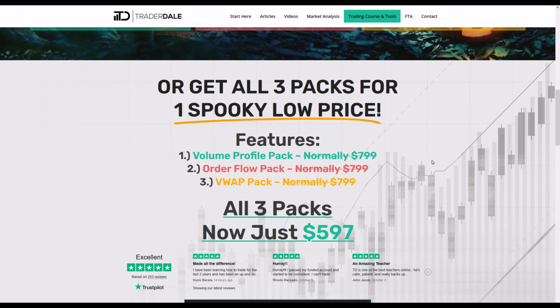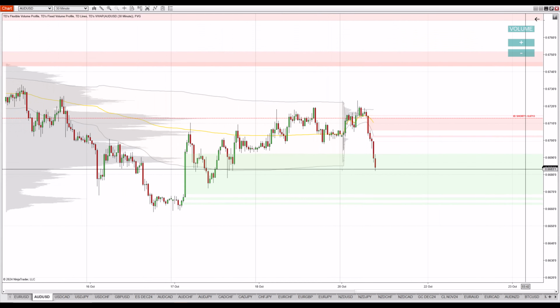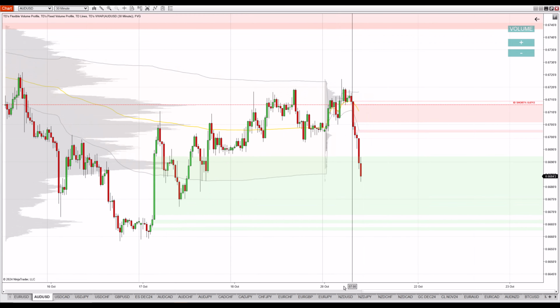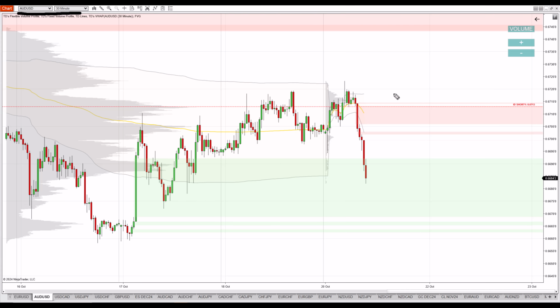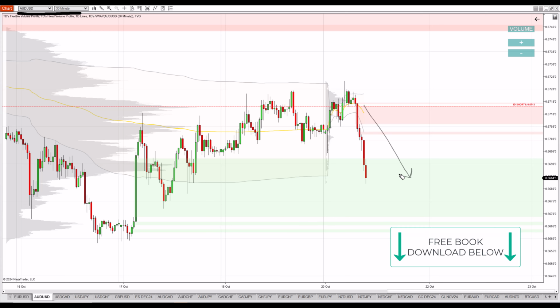All right, so that's the special deal, and let me now switch to the charts and talk about the trading ideas. The first one will be on the Australian dollar, US dollar. What you see before you is the Australian dollar, US dollar 30-minute chart.